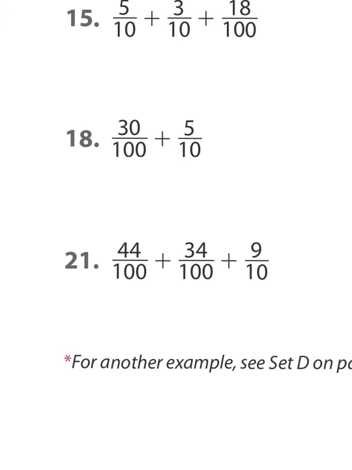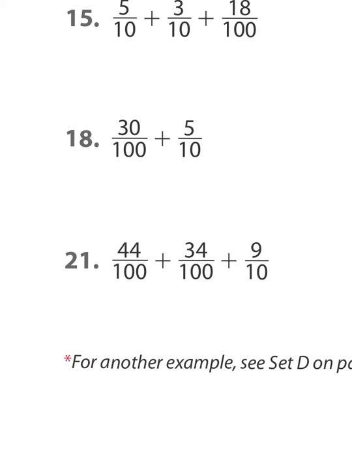Questions number 21, 26, and 27. So we're going to start with 21 first, and we're adding 44 100ths plus 34 100ths plus 9 tenths. In order for us to be able to add all of these fractions, we first need to find an equivalent fraction for 9 tenths, because all of our denominators have to be the same in order for us to add.